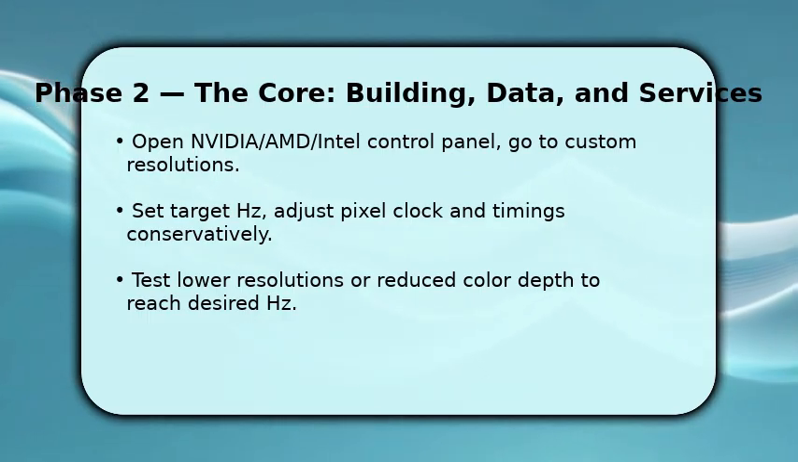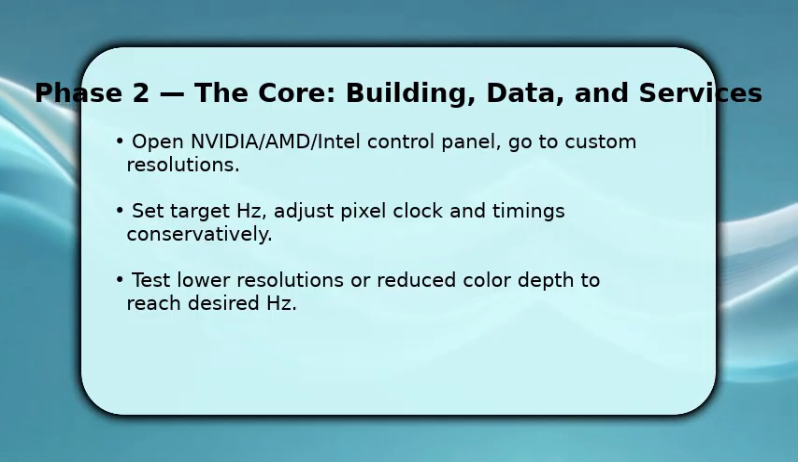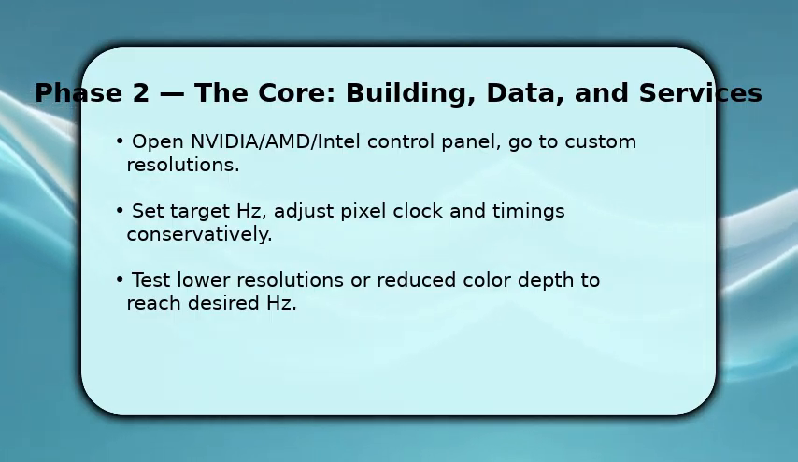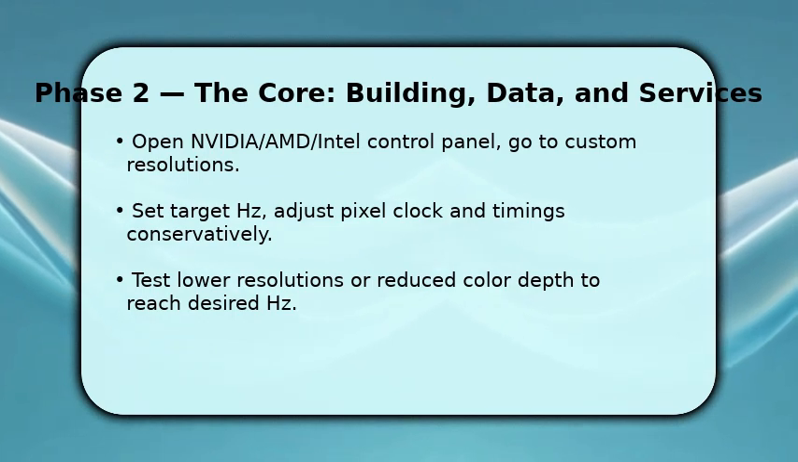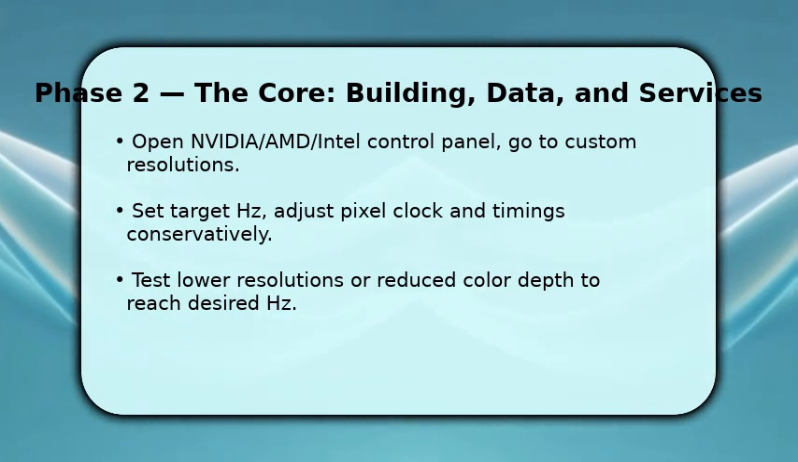If you can't hit the Hz at native resolution, make sure to test a lower resolution or reduce color depth. These trade-offs reduce bandwidth and often let you reach higher refresh rates safely.